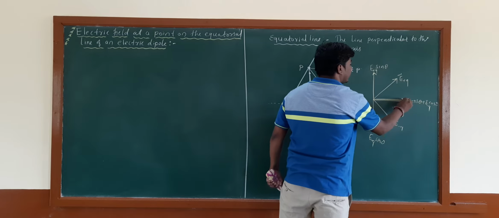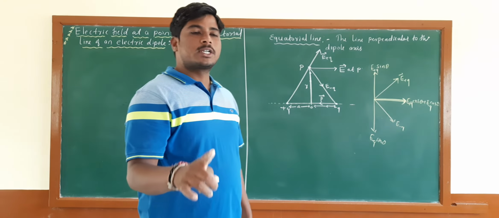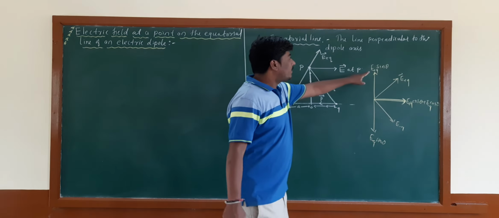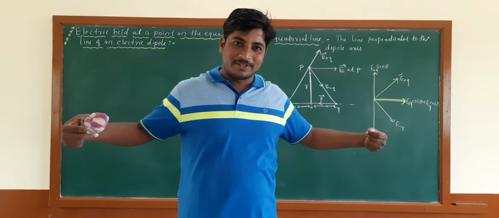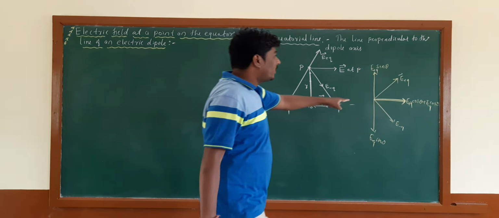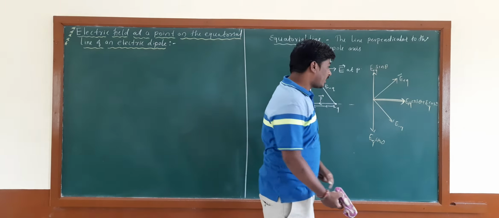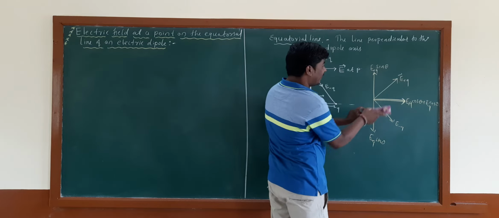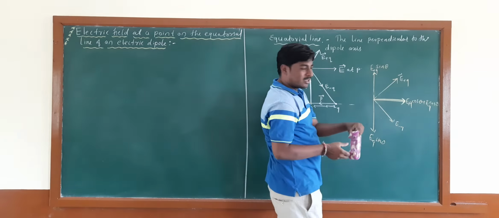So the resultant of these two, E is equal to E plus Q cos theta plus E minus Q cos theta, right? Because E plus Q sin theta and E minus Q sin theta get cancelled. What remains here? Only E plus Q cos theta plus E minus Q cos theta. Because this also gets resolved like this, right?